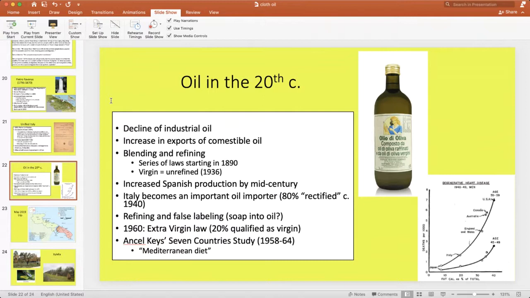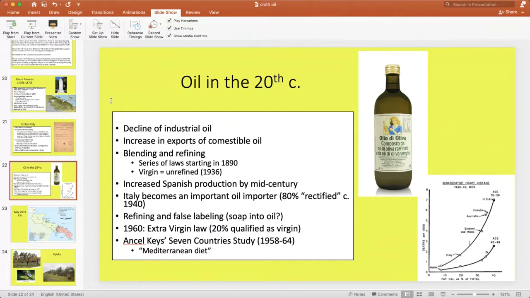So getting cheaper cottonseed oil or something like that and blending it with olive oil. I mean, if you tell people that's what you're selling and that's what they're willing to buy, that's fine. But of course, it was frequently just sold as being pure olive oil and it wasn't. And the other technique that was developed was refining of oil.